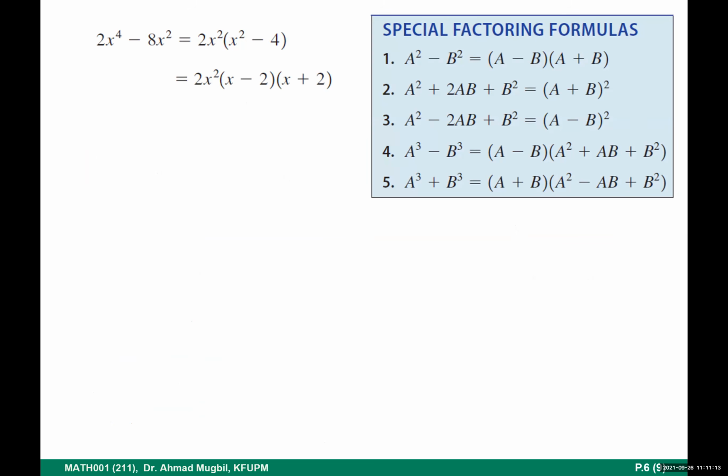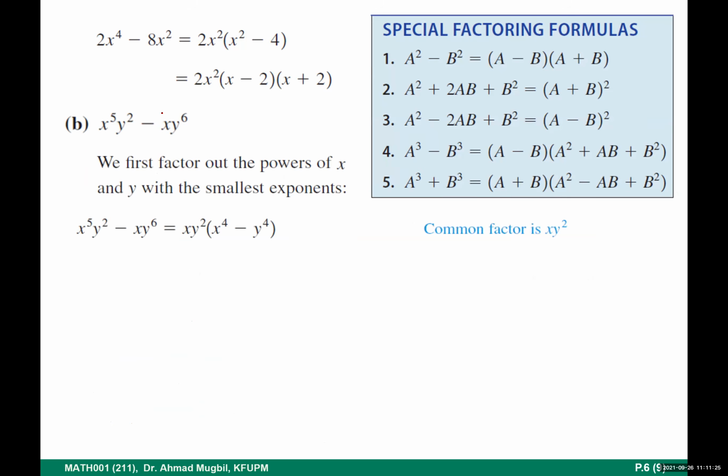Did we factor completely now? Completely factored. How to factor this? Common factor, always. Common factor: x y squared is the common factor. Notice that we take the smallest exponent when we factor. Now, can you factor more? This is a difference of squares. So it is x squared plus y squared times x squared minus y squared.